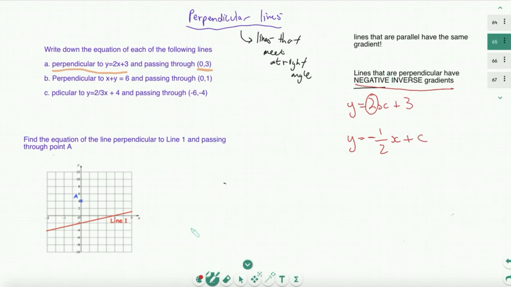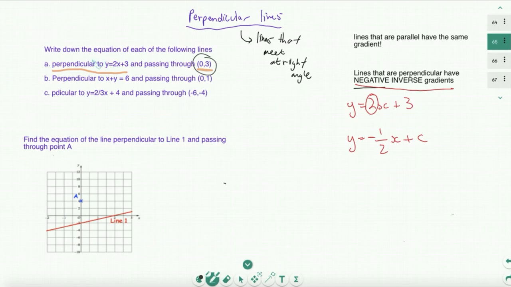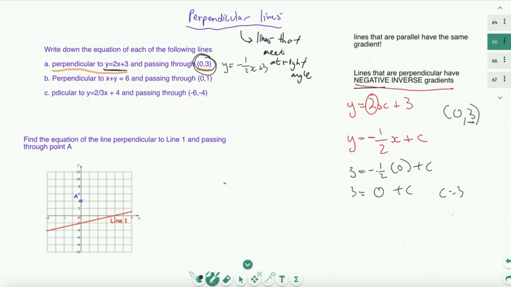And in order to find the y-intercept, we can just plug in this coordinate, because our line is perpendicular to y equals 2x plus 3, and it also passes through (0, 3). So I can replace the y and the x with 0, 3. Well, y is 3, x is 0, plus c. 3 equals negative 1/2 times 0 is 0 plus c. 0 plus something is 3. C is 3. So our equation is y equals negative 1 over 2x plus 3. Let's try the next problem.